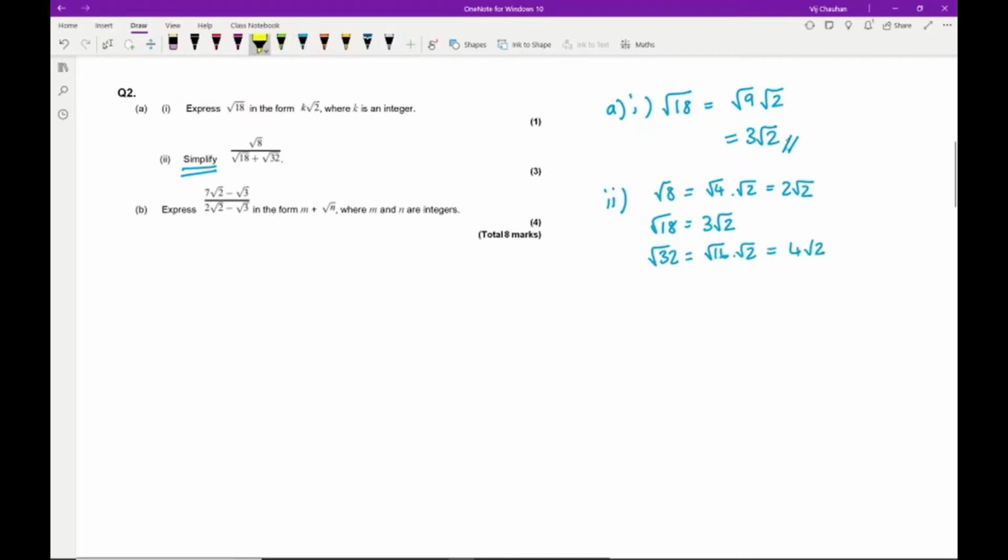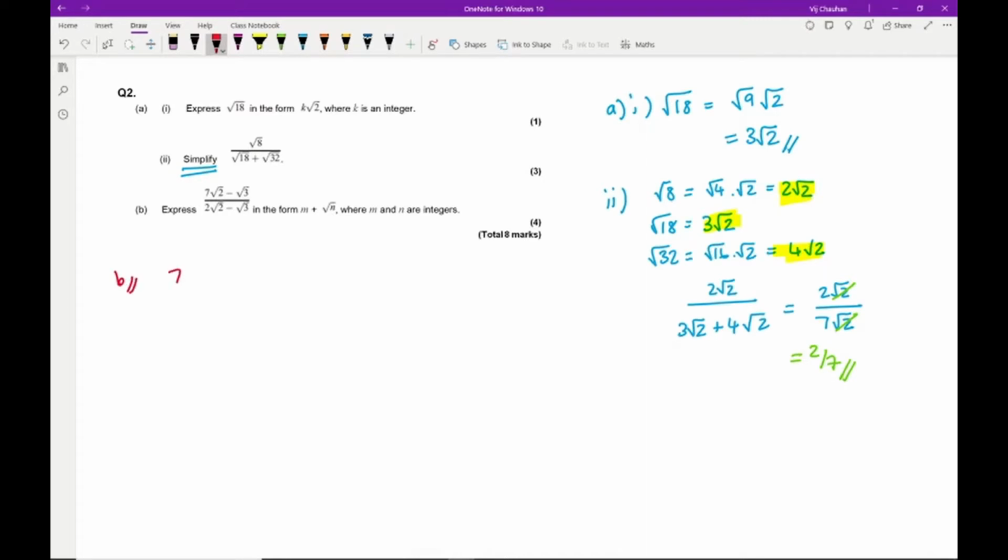So what I'm now going to do is swap these three things into this fraction. So what I get is 2 root 2 at the top over 3 root 2 plus 4 root 2, which then becomes 2 root 2 over 7 root 2. And then what I can do is cancel out the root 2s, giving me a final answer of 2 over 7.